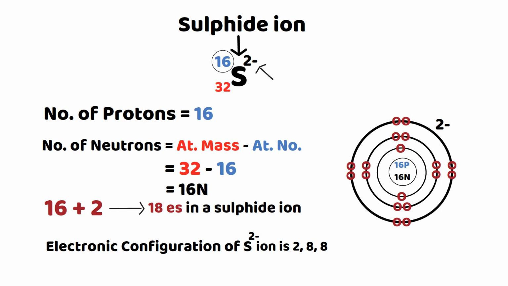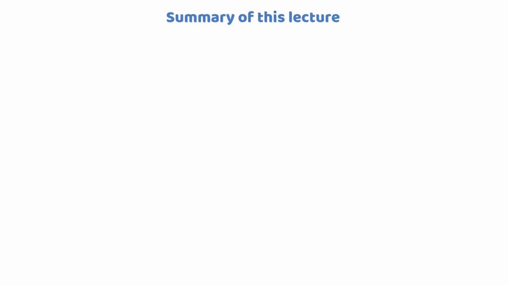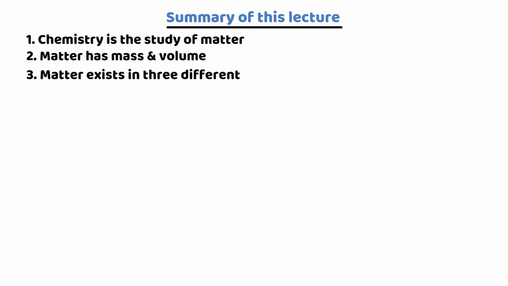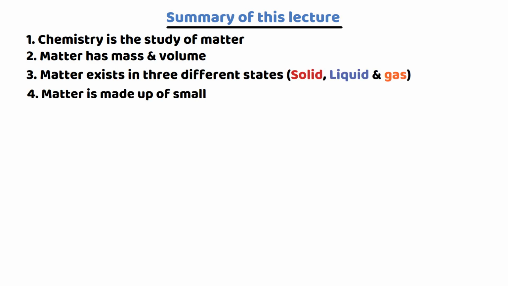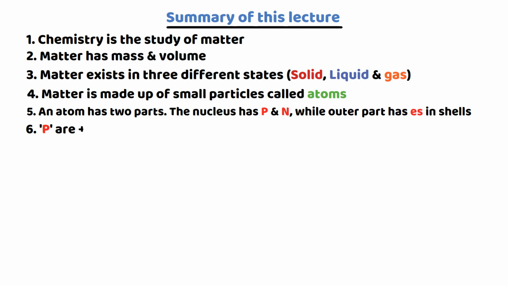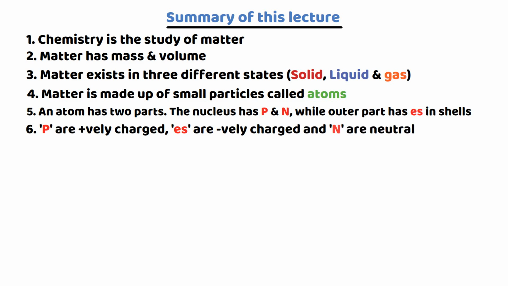Now guys, at the end, let's have a brief summary of this lecture. Chemistry is the study of matter. Matter is something that has mass and volume. Matter exists in 3 different states, that is solid, liquid and gas. Matter is made up of small particles called atoms. An atom has 2 parts. The central part or nucleus has protons and neutrons, while the outer part of atom has electrons in shells. Protons are positively charged particles, electrons are negatively charged particles, and neutrons are neutral in nature.